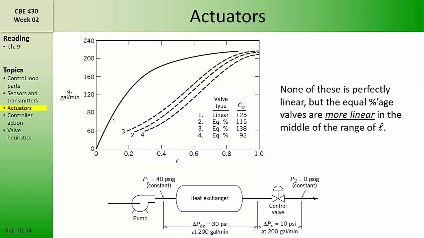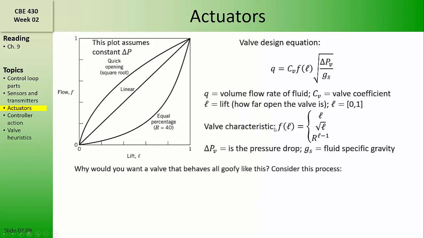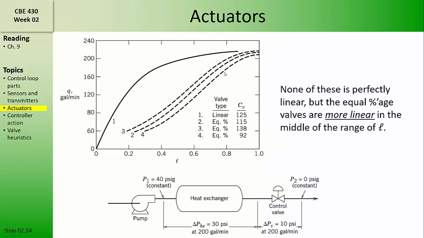Then why do we call this valve a linear valve? It's called a linear valve because the valve characteristic is a linear function of the lift. Remember, this plot was prepared assuming constant delta P across the valve. But when the valve is installed in a process like this, the delta P across the valve is not a constant function of the flow rate.